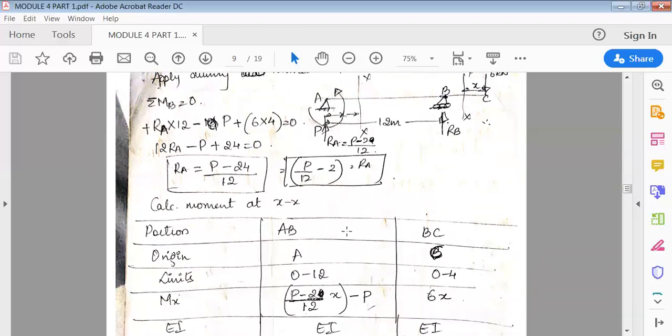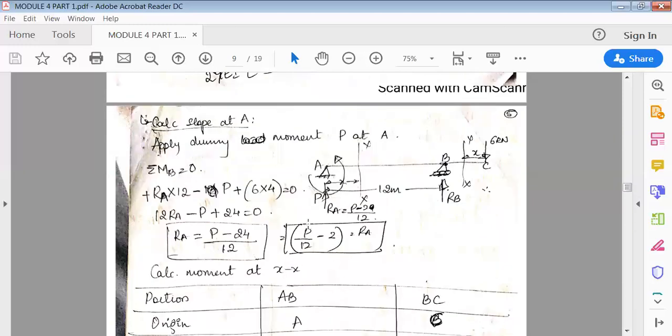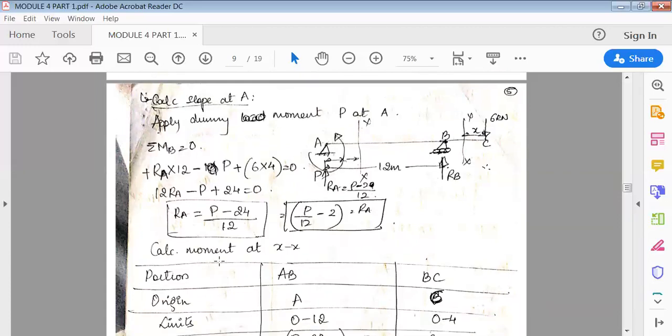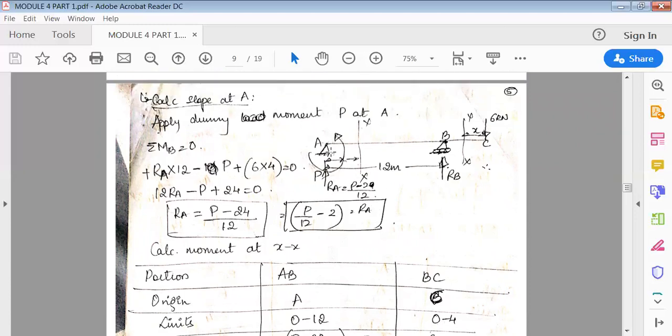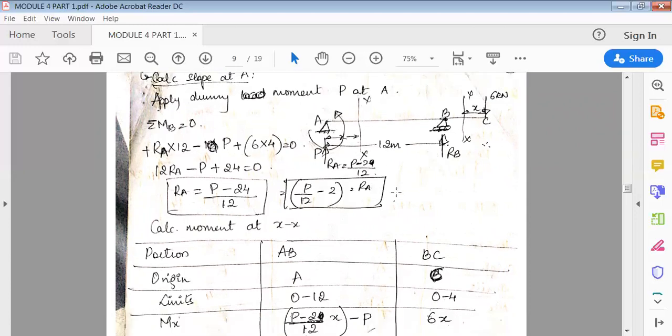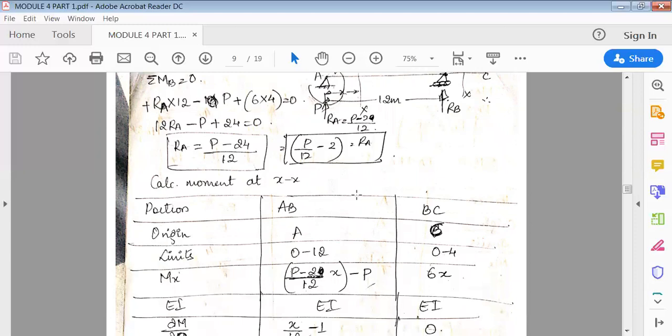Okay, now let's calculate the moment at section XX. Again, we'll draw the table portion. Now the reactions are different here, so things will change. Now calculate the bending moment at XX. On the left side, there is only one load here. In portion AB, as usual, AB, BC, the origin is A here, the origin is C, limits 0 to 12, 0 to 4. Okay, so we'll calculate the moments now.